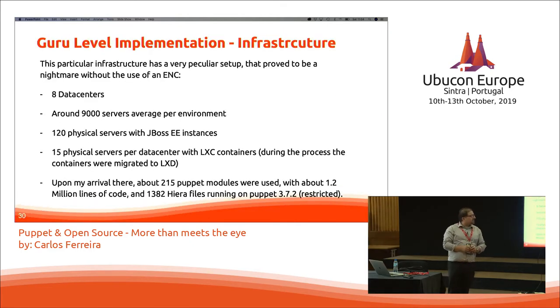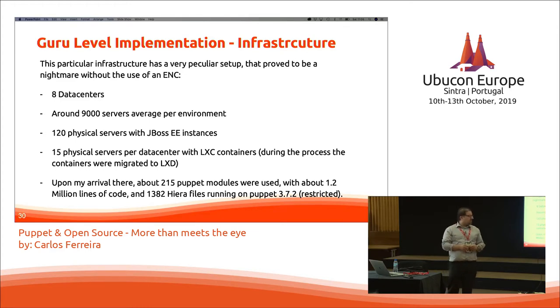This particular infrastructure has a very peculiar setup that proved to be a nightmare without the use of an ENC. We have 88 data centers, around 9,000 servers per average per environment, which means 9,000 average on development, 9,000 on acceptance, 9,000 on production, which is more or less what I had when I arrived there.